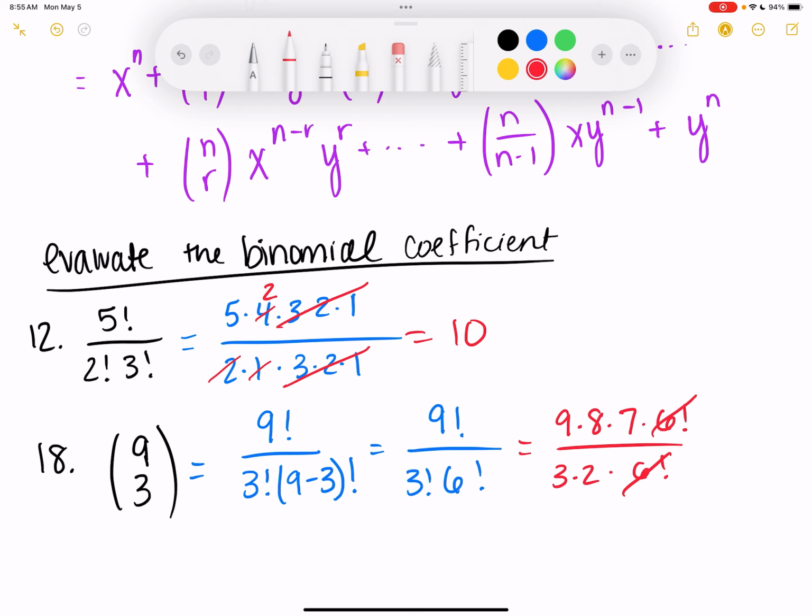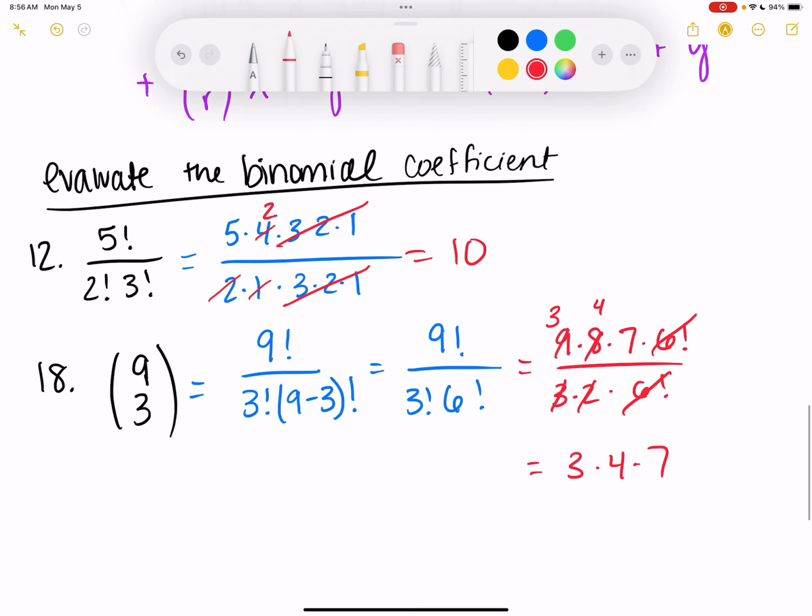And then I can say, okay, well, I know 3 goes into 9 3 times. 2 goes into 8 4 times. So now I'm left with 3 times 4 times 7. And what's that, 12 times 7, 84. So that would be 84.